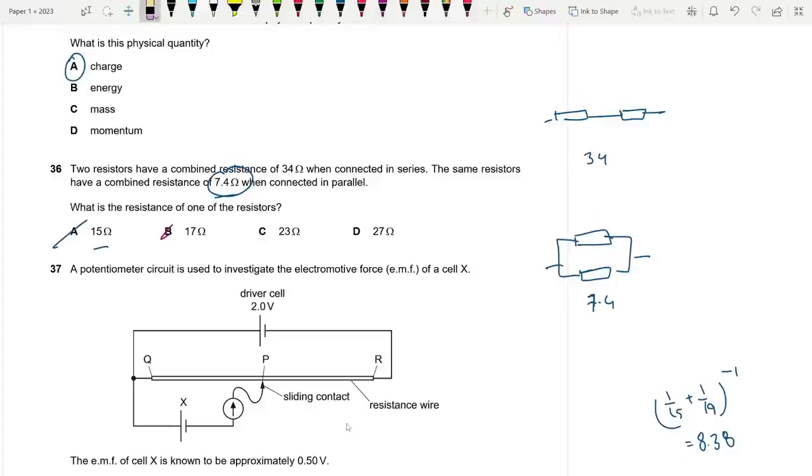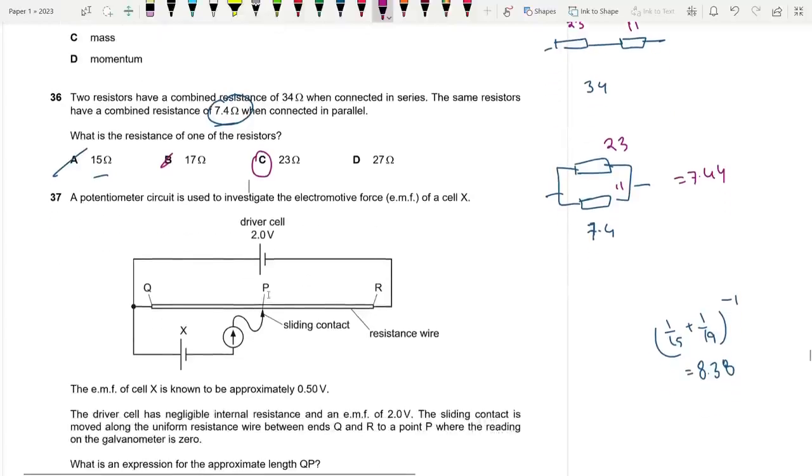Next, let's go to C. Usually Cambridge in trilinear sums, they go for the last one. Let's see, 23. So if this is 23, 34 minus 23 is 11. 23 and 11. 1 by 23 plus 1 by 11, to the power minus 1, gives you an answer of 7.44. Yes, we have a match. Closest answer, so it's C. It's probably not D because we got one.